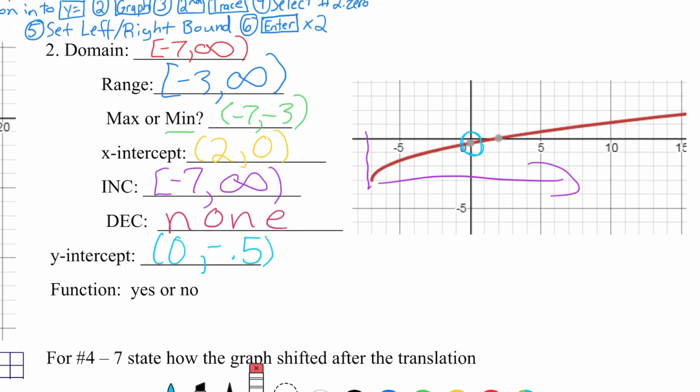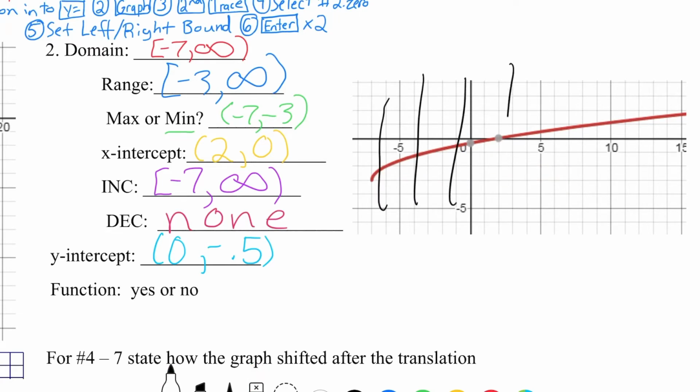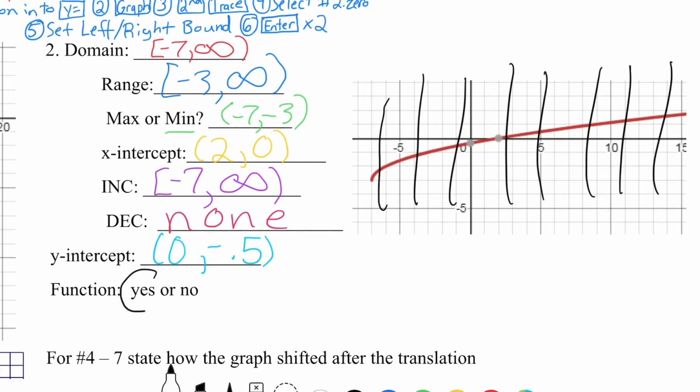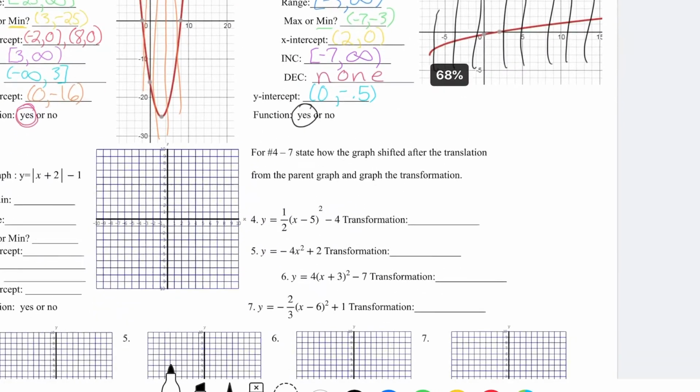Now, to look if it is a function or not, we can draw our random vertical lines, or we can drag our pencil across the graph. As long as the graph doesn't intersect any of these lines or your pencil more than once, it is a function. All right, number 3.